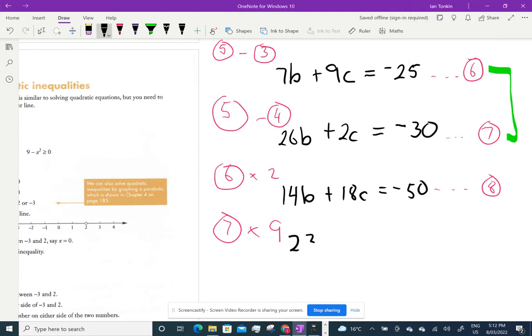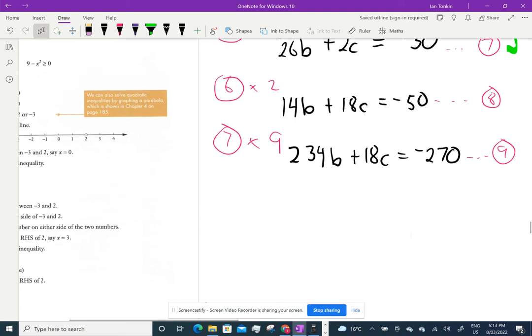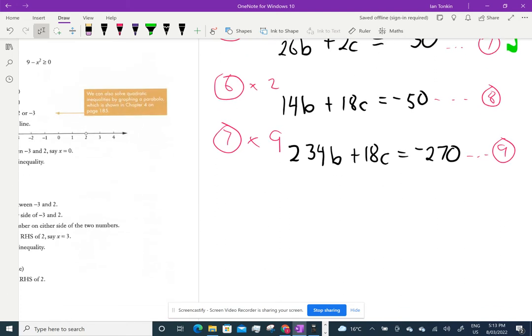So 234b, and 9 times 2, 18c. 9 times 30, negative 270. This is now equation number 9. I reckon we could have avoided all this if we'd gone with the c's, by the way. So now my 18s are done, and now I can just go equation number 9 minus equation number 8.